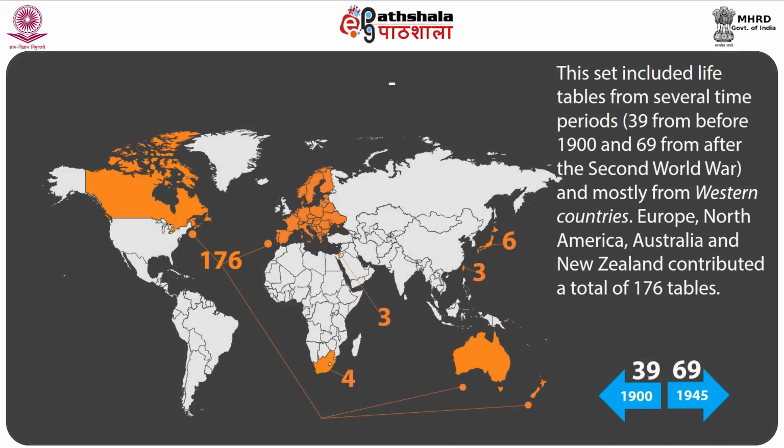This set included life tables from several time periods, 39 from before 1900 and 69 from after the Second World War, and mostly from Western countries. Europe, North America, Australia and New Zealand contributed a total of 176 tables. 3 were from Israel, 6 from Japan, 3 from Taiwan, 4 from the white population of South Africa.